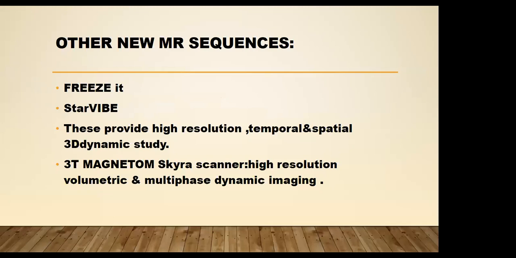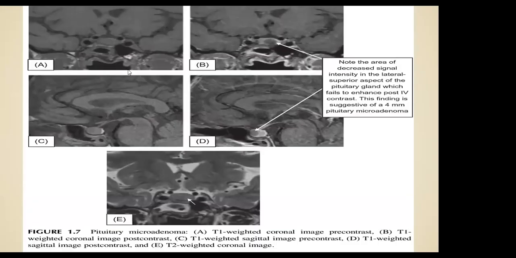There are other new MR sequences from Siemens, which are the FreeZet and Star VIBE, and these provide high temporal and spatial resolution for a dynamic study, using a 3 Tesla Magnetom Skyra scanner. This is a new Skyra scan, with high resolution volumetric and multi-phase dynamic images of the pituitary gland. Now, these are multiple sections of the pituitary gland: coronal pre and post contrast, and sagittal pre and post contrast.